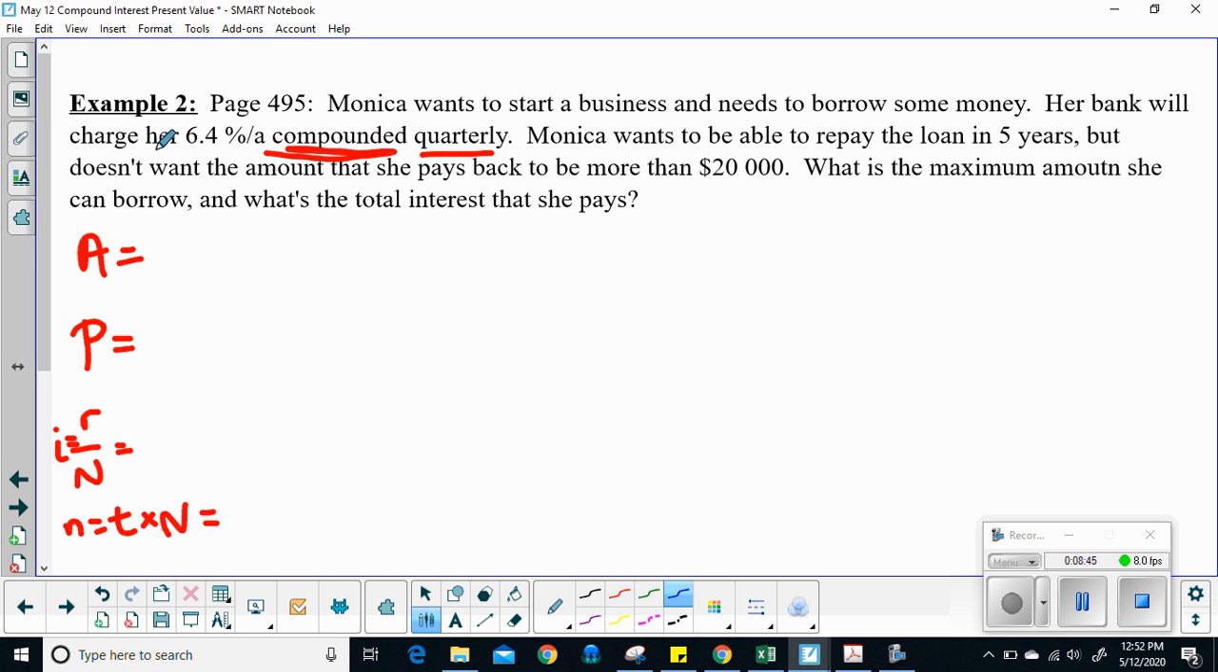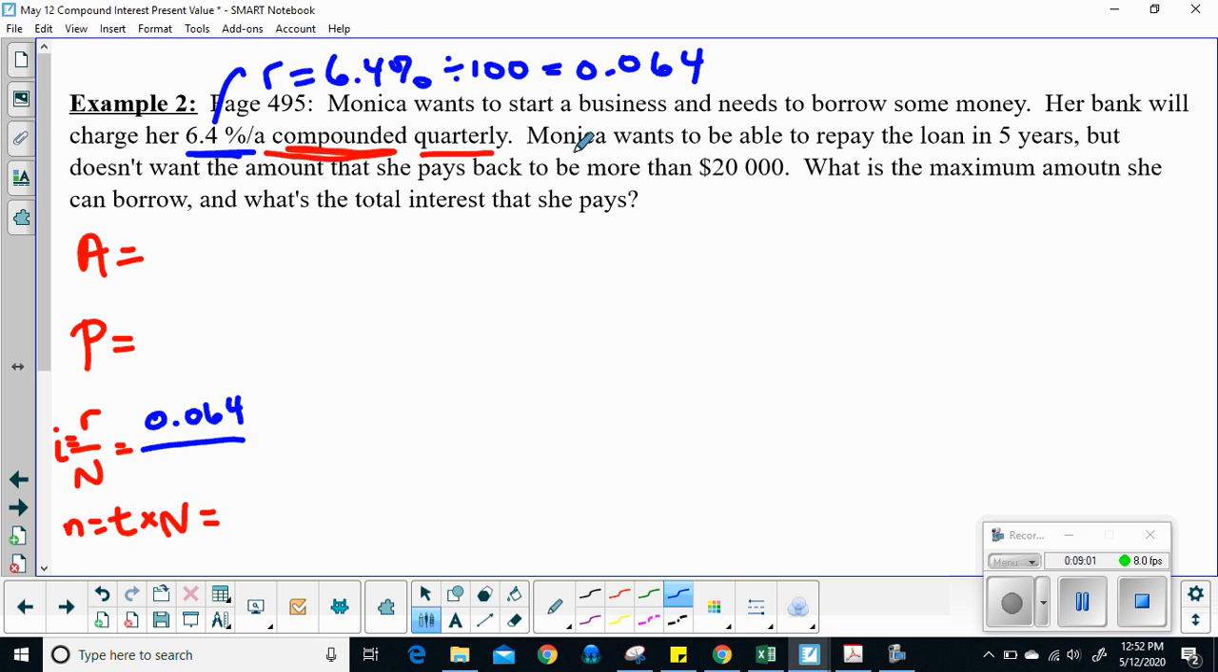So her bank will charge her, oh, there's a percent, so that's my rate. And remember, rates, even though it's in a percent, we want the decimal, so you've got to divide that by 100, right? So rate will be 0.064. She compounded quarterly. So quarterly means it happens 4 times a year, right? Quarterly is 4. Monica wants to repay the loan in 5 years. So there's my time.